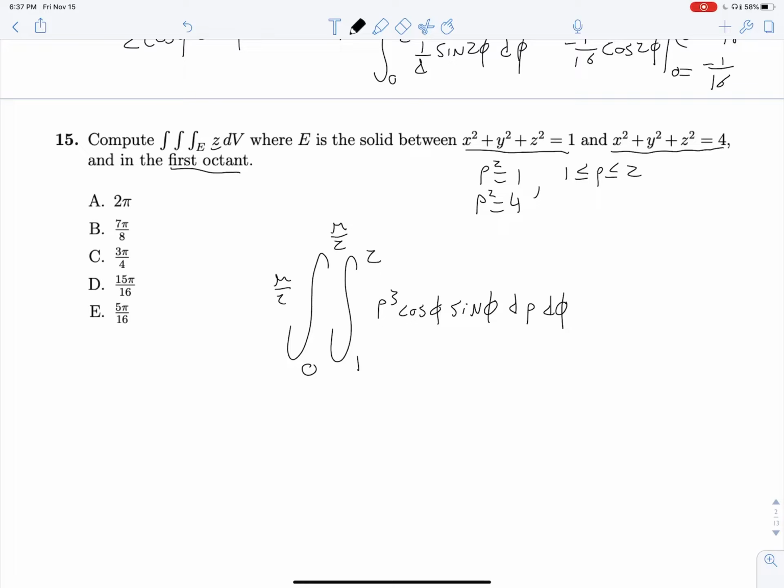And we can pretty quickly do our rho integration here, where we're going to have rho to the 4th over 4 evaluated from 1 to 2. This is going to be 16 over 4, and this is going to be 1 over 4. So overall, we're left with the integral from 0 to pi over 2 times pi over 2 of 15 over 4 cosine of phi sine of phi d phi.